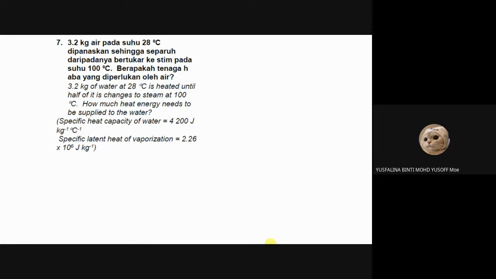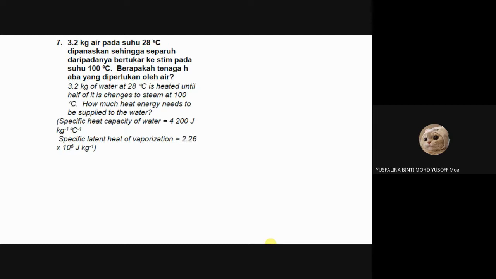Anyone that got the answer already? This one is also the same because the water is at 28 degrees, right? So you need to change it to steam. So they still need to increase the temperature until 100 first, and then after that, you can use ml. For this one it is actually mcθ plus ml. But there's a problem here, because it says only half of it changed to steam.